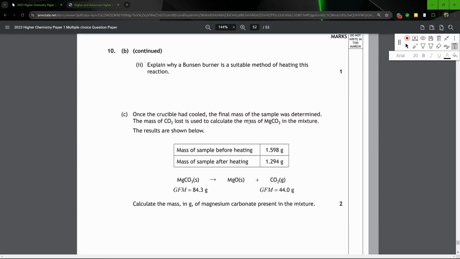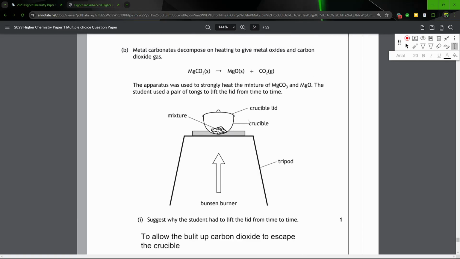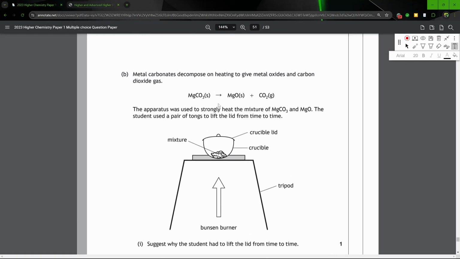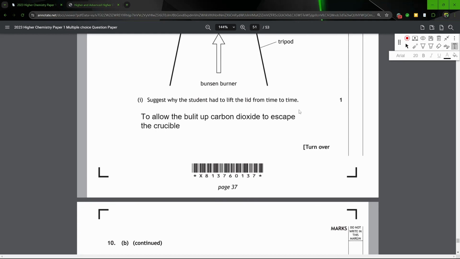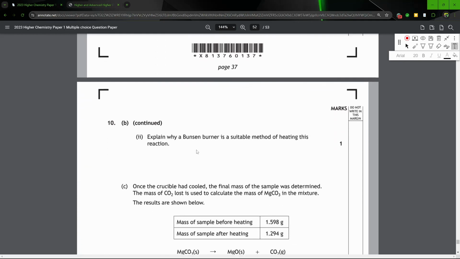Explain why a Bunsen burner is a suitable method of heating this reaction. Well, that's because none of these are flammable, because they're both oxidized already. So it's like trying to burn ash, you're not going to get anywhere. So you can just say the reactants are not flammable.